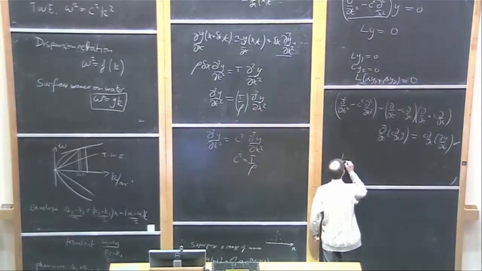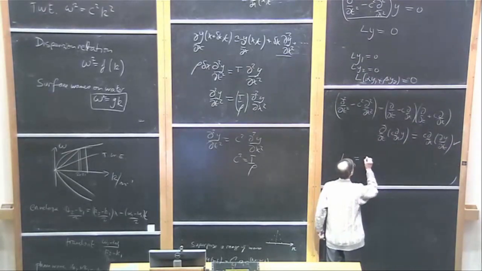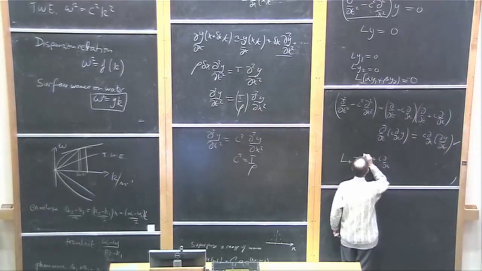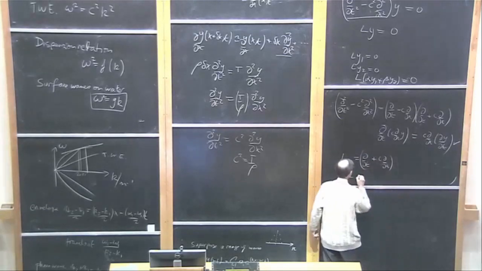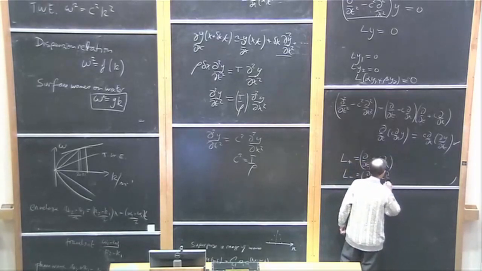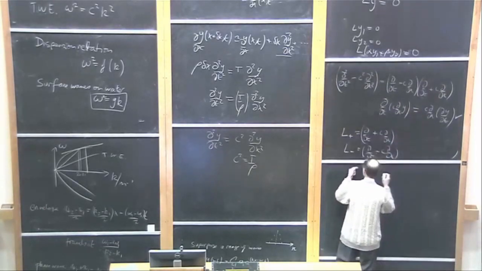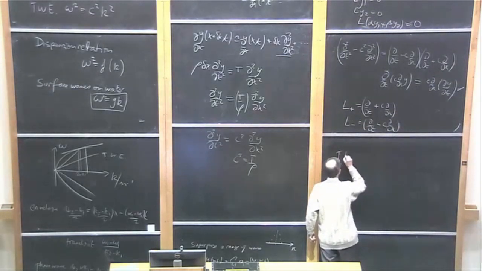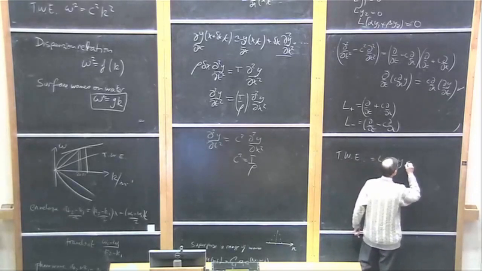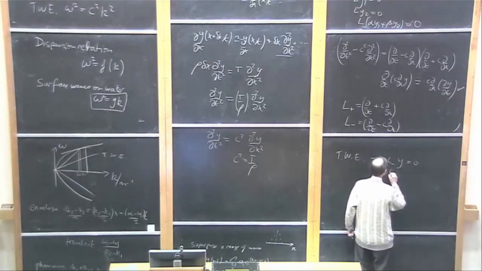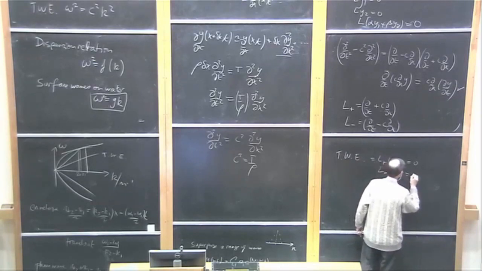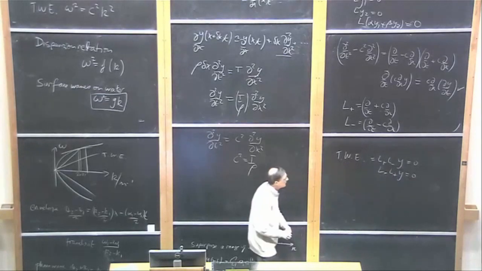So if I define the operator L plus equals d by dt plus c d by dx, and I define the operator L minus equals d by dt minus c d by dx, then the wave equation is L plus L minus y equals naught, or equivalently, L minus L plus y equals naught. It doesn't matter which order we do them in.